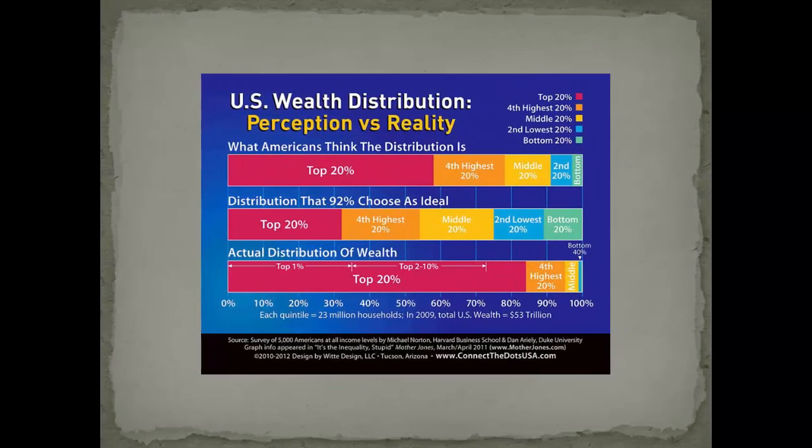When Americans are asked how they think wealth is distributed in the United States, they tend to think our society is more equitable than it actually is. On this slide, the top line is how Americans believe it is distributed, the second line is what they believe would be ideal, and the bottom line is reality.